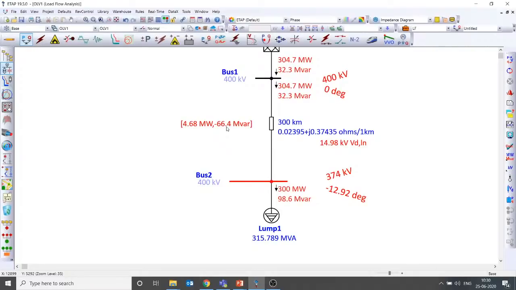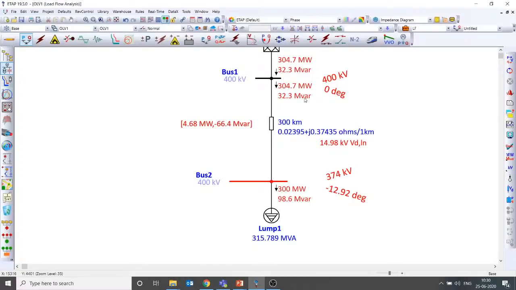Previously the same line was injecting about 152 MVR. Now it is injecting only 66 MVR because of the loading of the line. So 98 MVR is my requirement, 66 MVR is what the line generates, so I am drawing the remaining 32 MVR from the grid. I believe that makes the point.